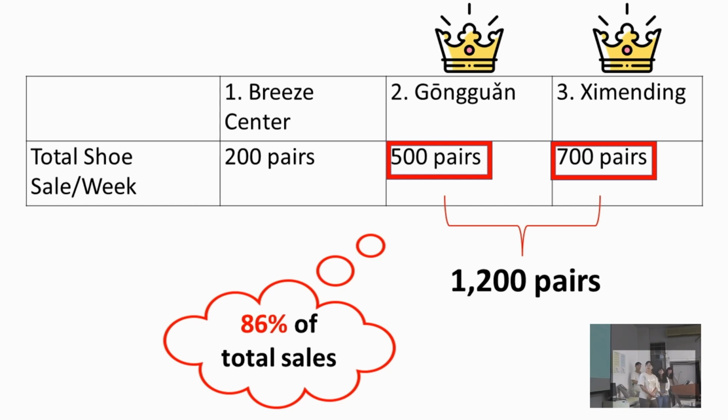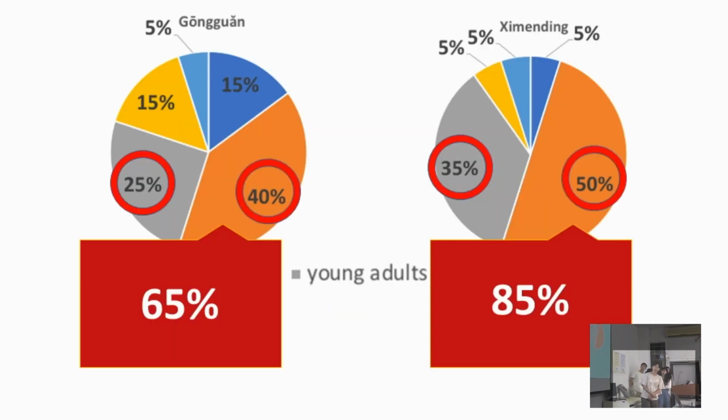According to the data from three branches, the total sales of shoes in Gongguan and Ximending were 1,200 pairs, accounting for 86% of total sales in a week. So our main markets will be in Gongguan and Ximending. As Amy mentioned before, our target customers are teenagers and young adults, which are the orange one and the gray one in the pie chart. And the proportion of two groups buying shoes were 65% and 85% respectively in Gongguan and Ximending.